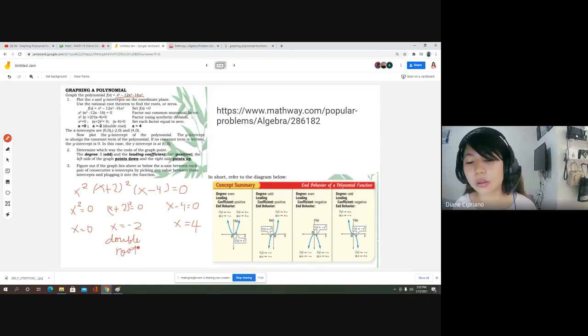Ma'am, paano pag tatlo o the triple root? Paano pag apat po, ma'am? Quadruple root. And so on.